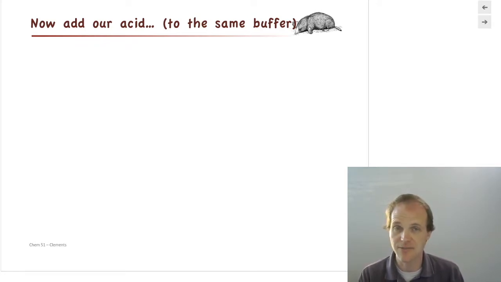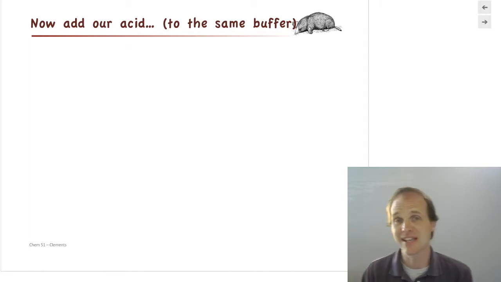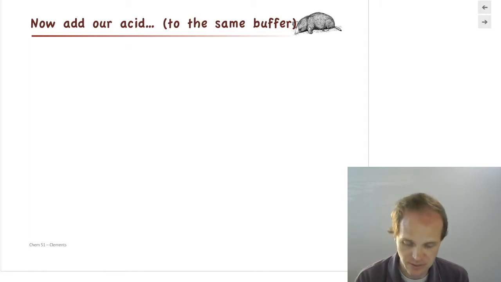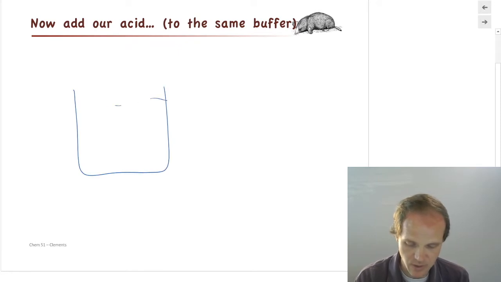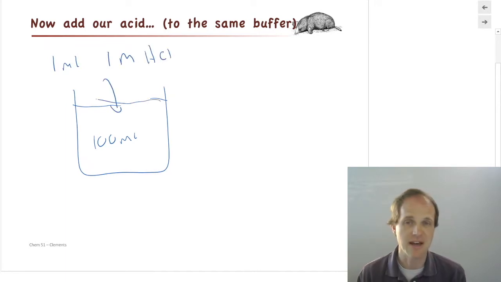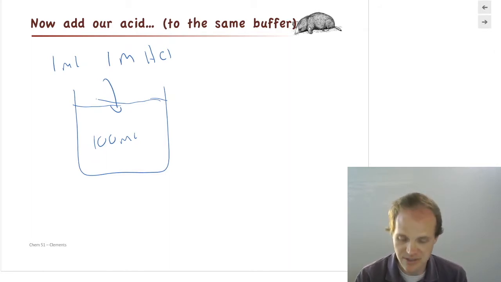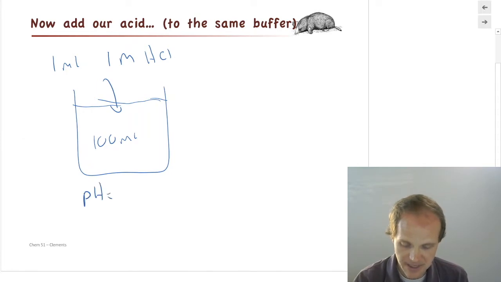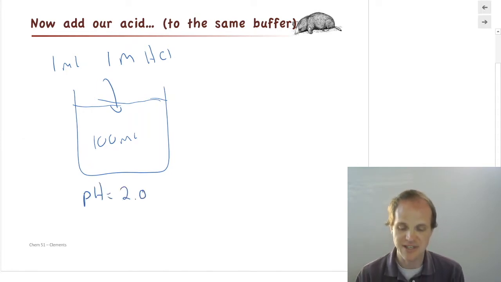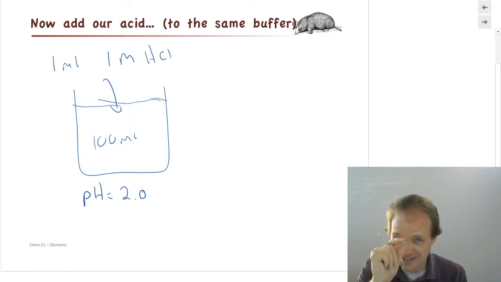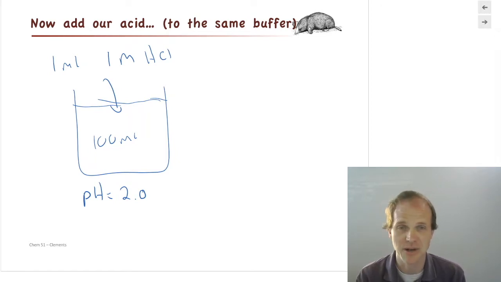So let's start first by looking at what happens when we add a strong acid to water. So we're going to start with 100 milliliters of water. We're going to add 1 milliliter of 1 molar HCl to that water. And I'm not going to show you the calculations. This is just a dilution calculation, right? M1V1 equals M2V2. pH is 2.0. Okay, so you take 1 milliliter, like beep, beep, beep, and add it to 100 milliliters of water, and boom, the pH drops from 7 down to 2.